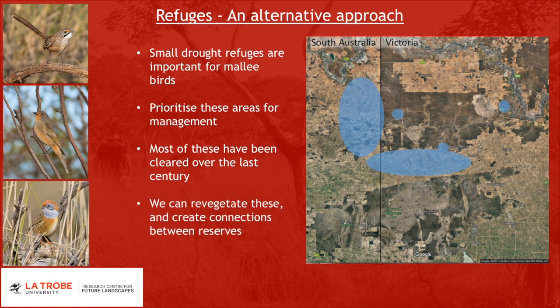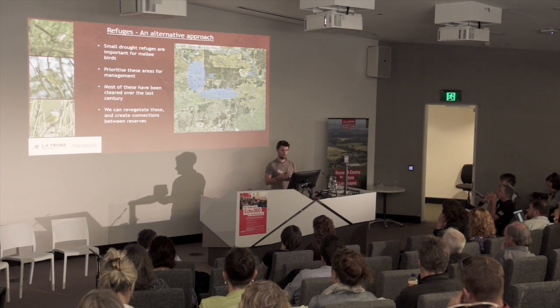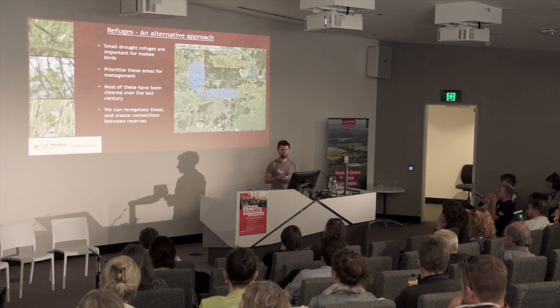So that provides, I think, an opportunity for future management. We could be looking at revegetating some of these key areas once we've identified them, and then that would have the added benefit of creating connections between reserves at the same time, and hopefully we wouldn't have to have these emergency interventions as often if birds can naturally recolonise after large fires.